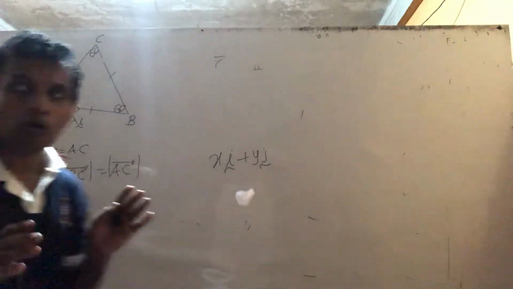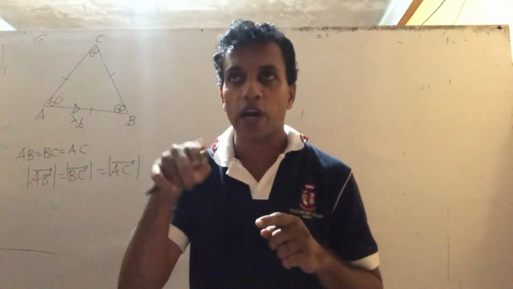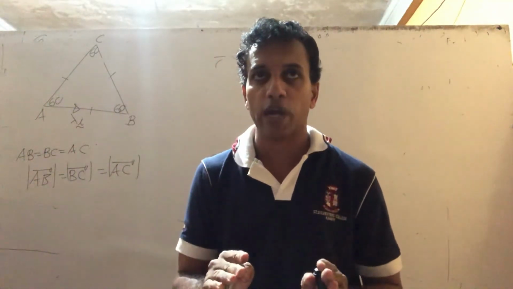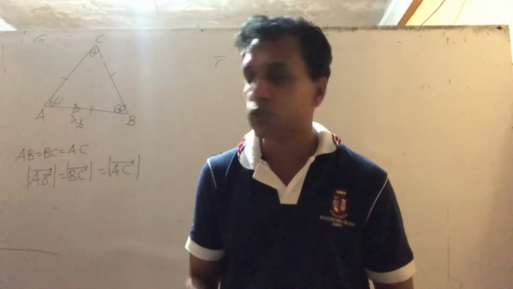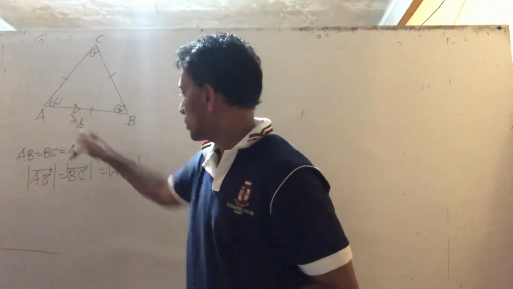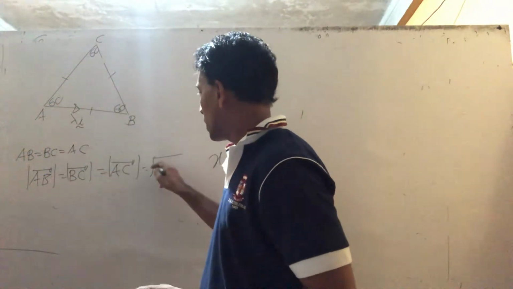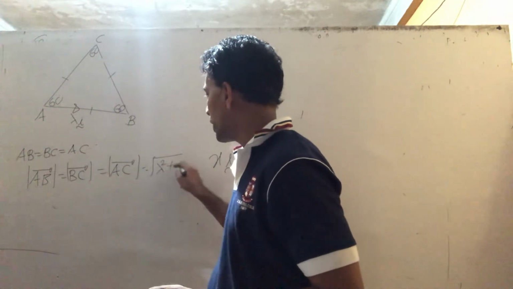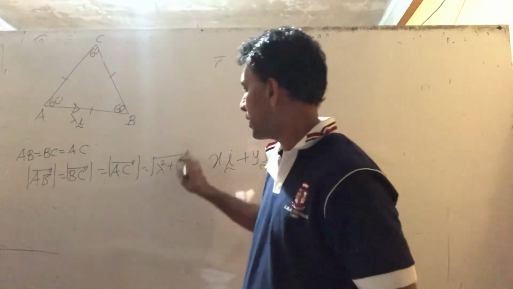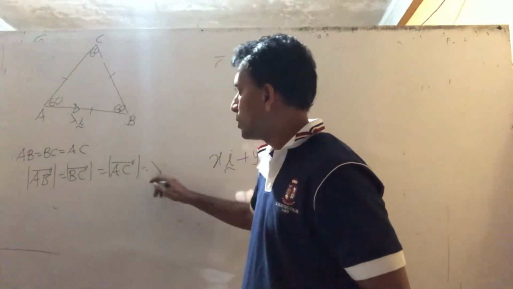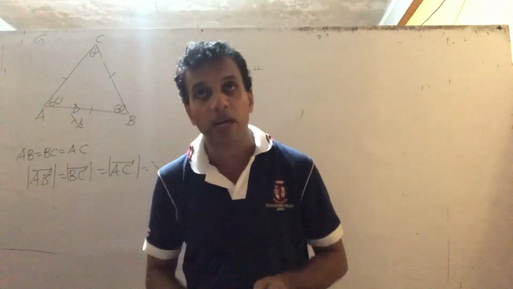Now you know the AB modulus. What is the mod of a vector? Square root of the i component squared plus j component squared. Therefore, that is the square root of lambda squared, no j component here. So the answer is lambda, right? The answer is lambda. So all the sides have length lambda.